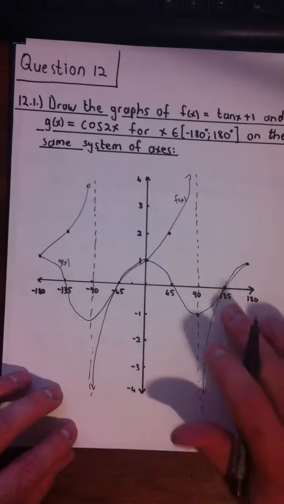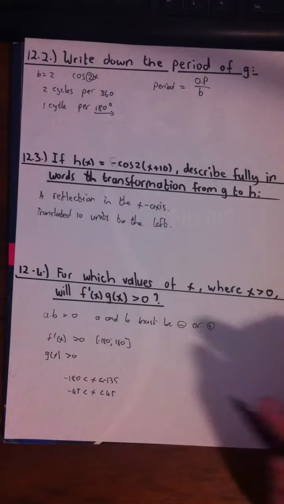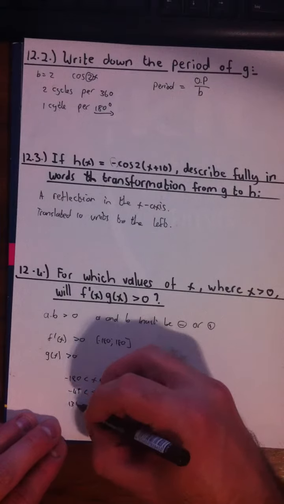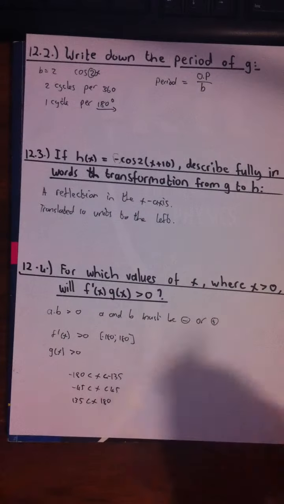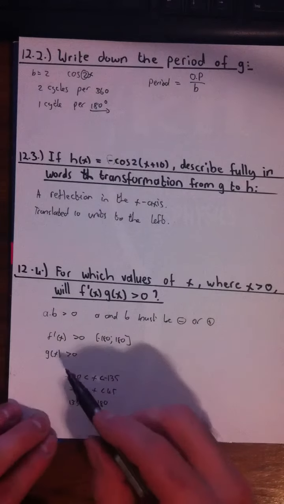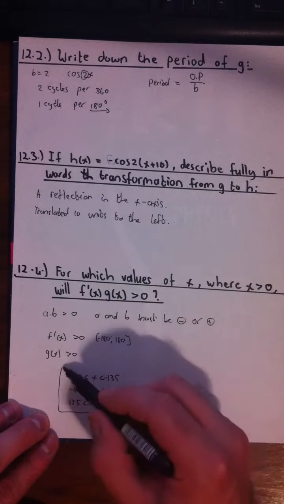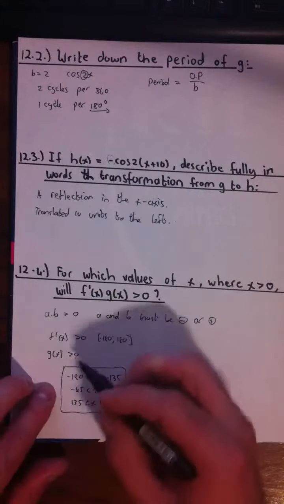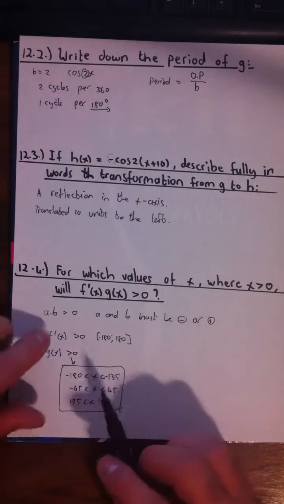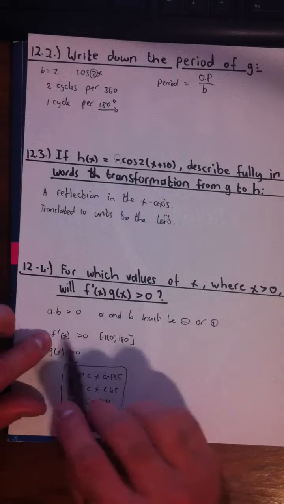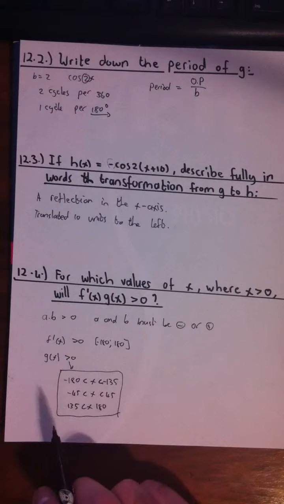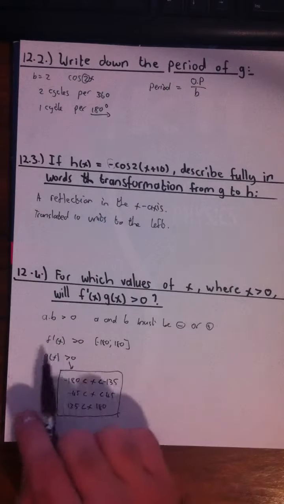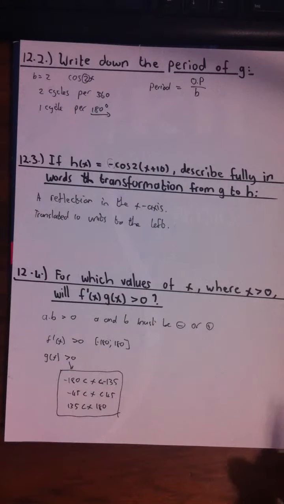And then where else? From 135 to 180. And now in this case, your question is finished. This is your answer. Because this is where g of x is positive, and we know that f prime of x is positive everywhere. So this is where they both are positive. Or both negative, but we know that this is never negative. And that's it for question 12.